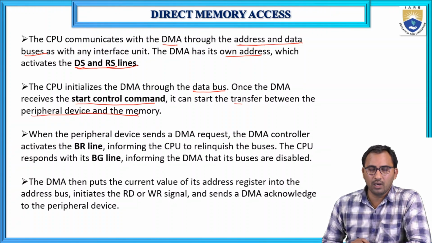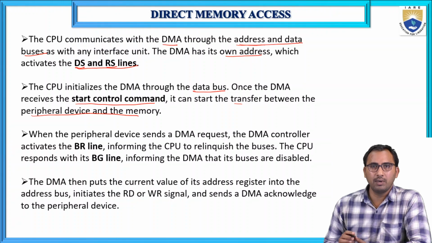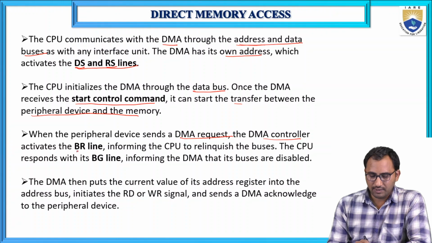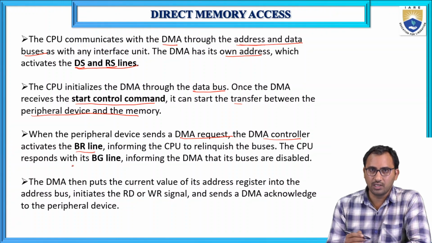So already we know the application of the DMA controller. Using this, we can transfer the data from the IO device to the memory or from the memory to the IO device. When the peripheral device sends a DMA request, the DMA controller activates the bus request line to the CPU to inform the CPU to relinquish the buses.